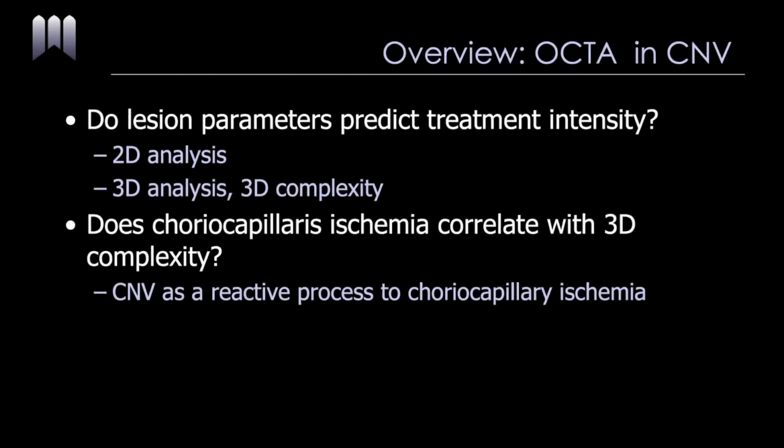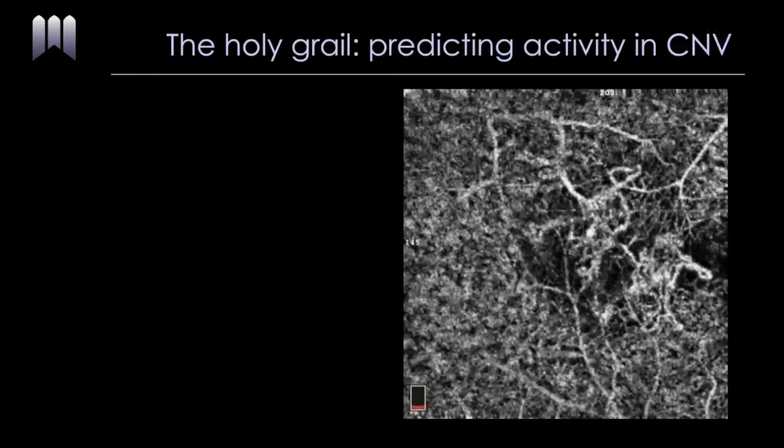Our questions were, do we have any parameters on OCTA that allow us to predict treatment intensity and when patients are going to need treatment, just based on OCTA? And the second question was, were these lesion parameters in choroidal neovascularization somehow related to the choriocapillaris ischemia? I'll walk you through our thought process and analysis here.